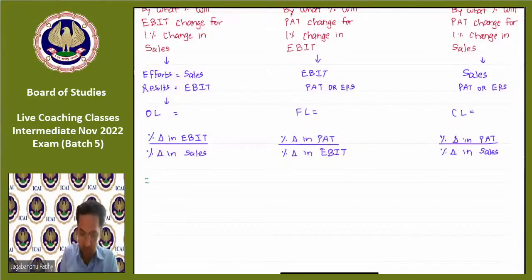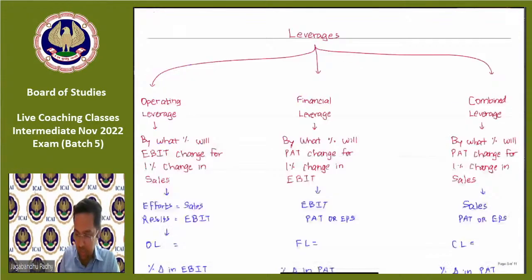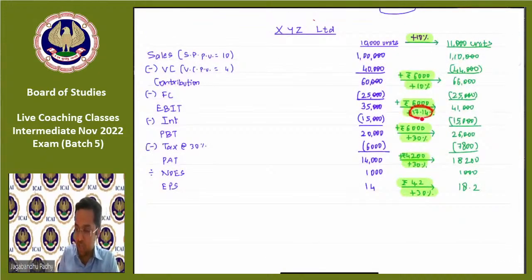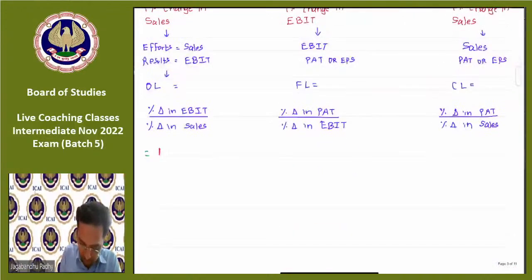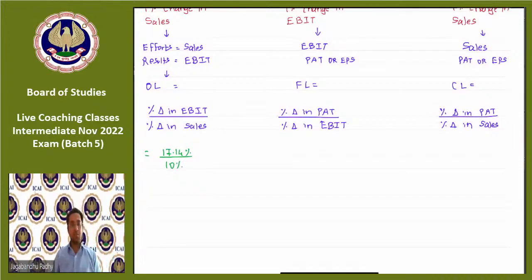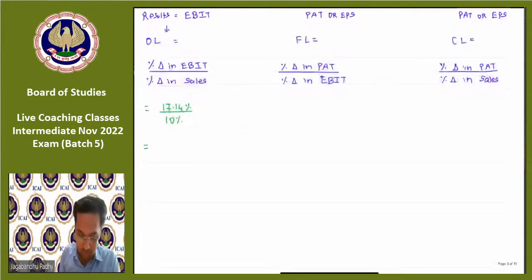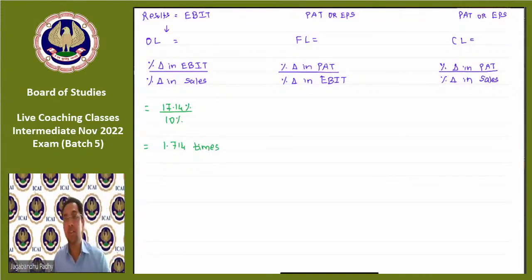In our case, what was the percentage change in EBIT? My EBIT changed by 17.14%, upon percentage change in sales of 10%. So the answer is 1.714. And this 1.714 is the measure of operating leverage, and that's always going to be denoted as times.